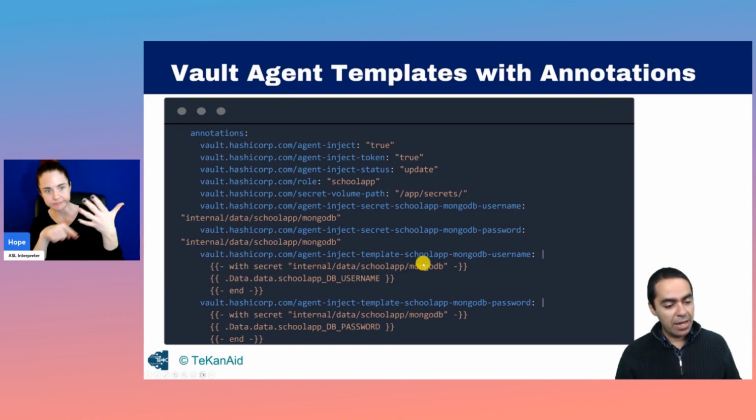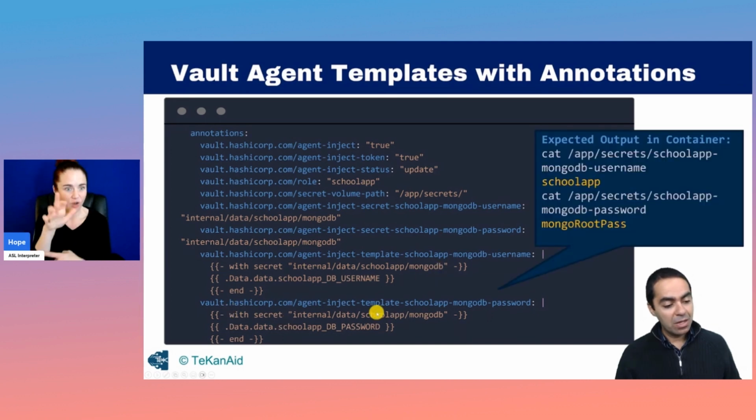Down here, you see another annotation for our template, and this is what the template looks like. All we're going to do is render the school app DB username right here in between, and this is using Golang's templating language. So we're grabbing the MongoDB username from this path inside of Vault, and also doing the same thing for the password in a separate file. We'll see this inside the demo.